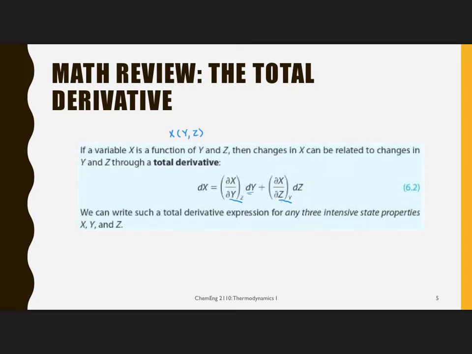The key thing is x was a function of y and z, and those show up in the two differentials that I have over there. And this would be true for any function of multiple variables, right? And so, this is generalizable.